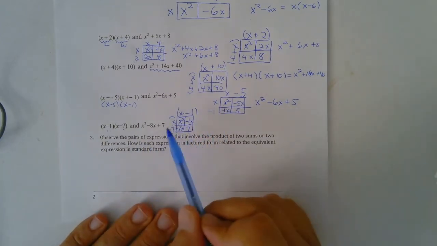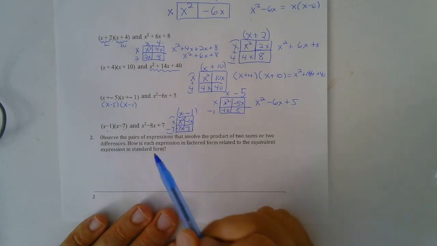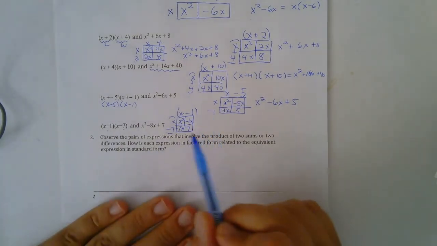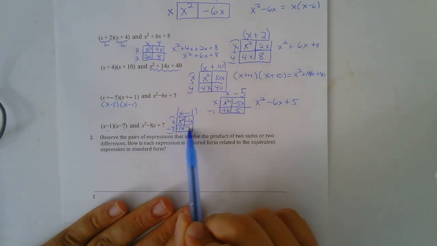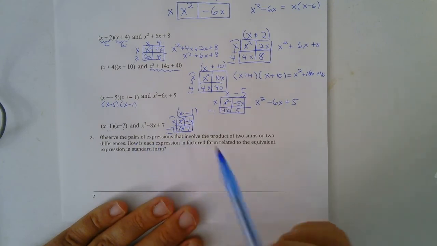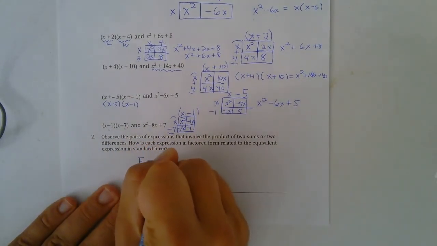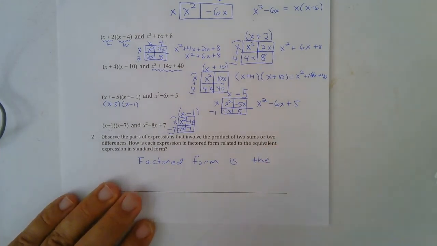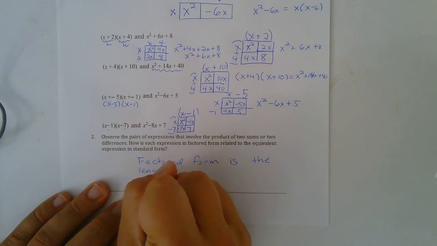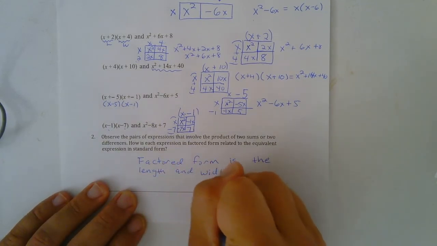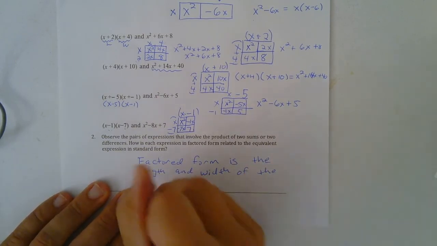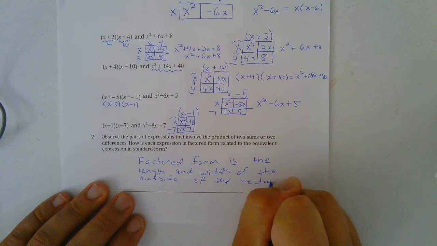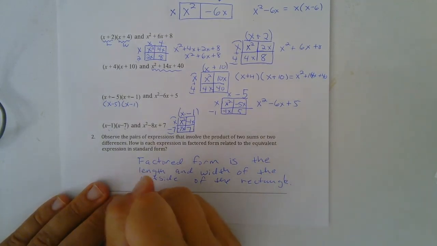So we did kind of observe that. Each of these parts were the sums of 2 differences. How is each expression in factored form related to each in standard form? Well, we just showed the inside, you can split up the x terms in standard form to put on the outside factored form. So basically what we can say is the factored form is the length and width of the outside of the rectangle. And then standard form is the inside of the rectangle.